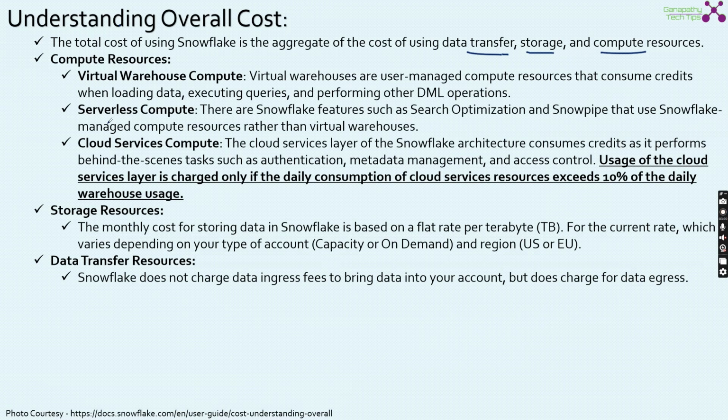There is another form of compute called serverless compute. These features are used by search optimization and Snowpipe, where Snowflake manages the compute resources for you. So for Snowpipe and search optimization, serverless compute comes into play. And then there is another layer, which is the cloud services compute. The cloud services layer in the Snowflake architecture consumes some credits as it performs behind the scenes tasks like authentication, metadata management and access control. There is one important caveat.